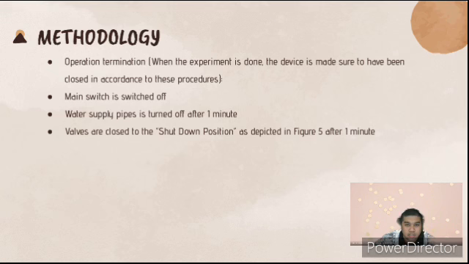Operation termination. When the experiment is done, the device is made sure to have been closed in accordance with these procedures. First, the main switch is switched off. Then, the water supply pipes are turned off after 1 minute, and then valves are closed to the shutdown position as depicted in figure 5 after 1 minute. Figure 5 is as follows.